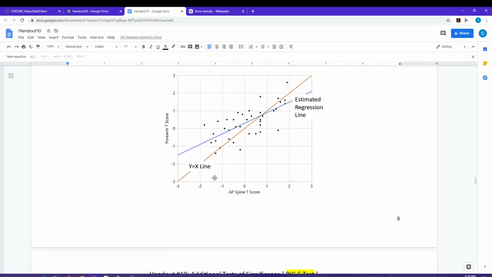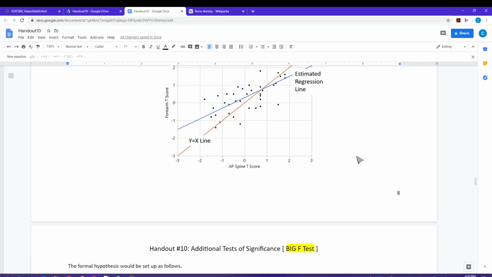t-score. So here the orange line, or tan line there, is the y equal x line. And then the other one is the estimated regression line. So if I want to test whether or not the estimated regression line is close enough to the y equal x line, then I could use forearm t-score as a substitute for spine. However, if these two lines differ statistically enough from one another, I shouldn't do that.